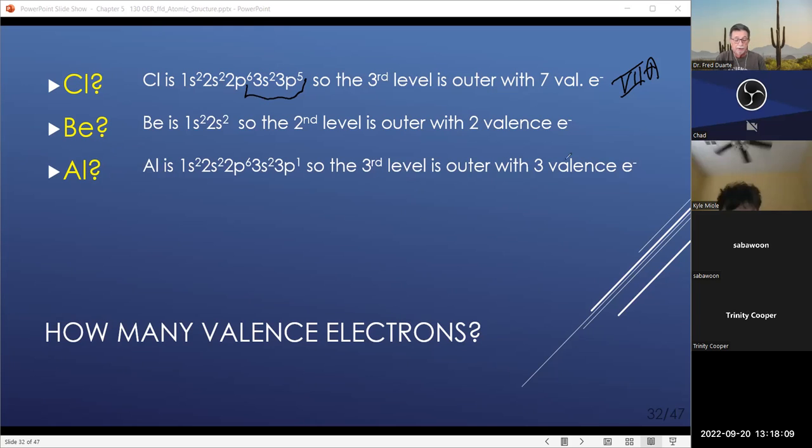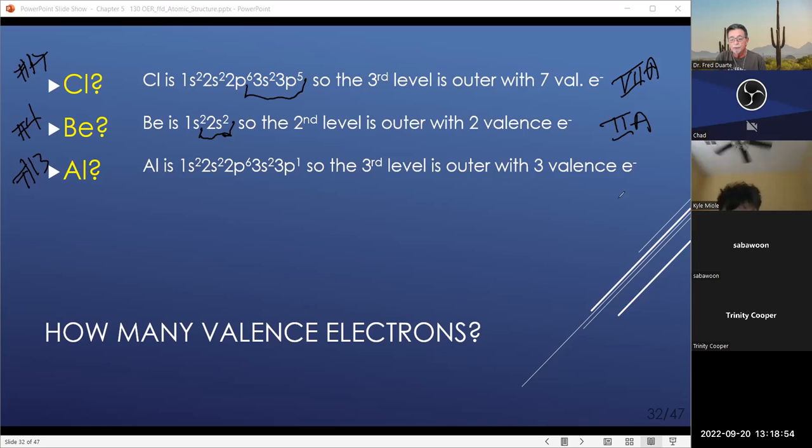Beryllium, if you find beryllium, it's number 4. Chlorine is number 17. Beryllium is number 4. Aluminum is number 13, element that is, okay? And beryllium is in group 2A. So I can very quickly tell you that it has 2 valence electrons. But if you don't know, write the electron configuration for it. And its 2 valence electrons are in the 2nd energy level, and they occupy the s orbital of the 2nd energy level. So it's 2s2, okay?